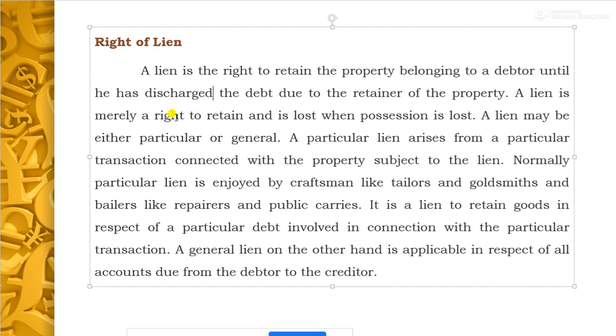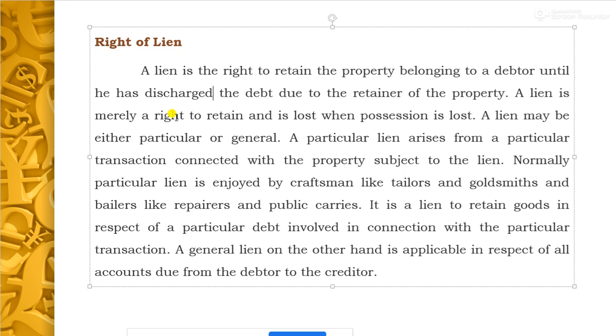ഇനി ആ ഒരു പ്രോപ്പർട്ടിയുടെ പൊസഷൻ എപ്പോഴാണോ കയ്യിൽ നിന്ന് പോകുന്നത്, at that time the right of lien will be lost by the creditor. Now, ഈ റൈറ്റ് ഓഫ് ലീൻ രണ്ടായിട്ട് ക്ലാസിഫൈ ചെയ്തില്ലെങ്കിൽ ലീൻ രണ്ട് ടൈപ്പാണുള്ളത്. ഒന്ന് പെർട്ടിക്കുലർ ലീനാണ്, രണ്ടാമത്തത് ജനറൽ ലീനാണ്.